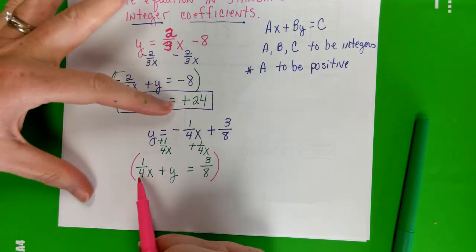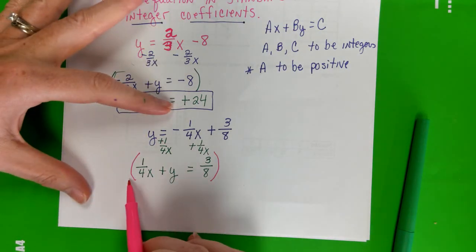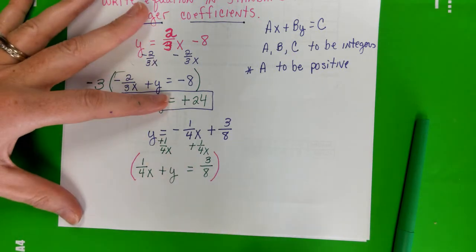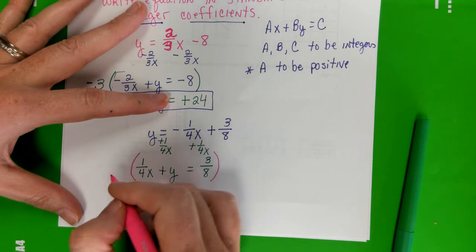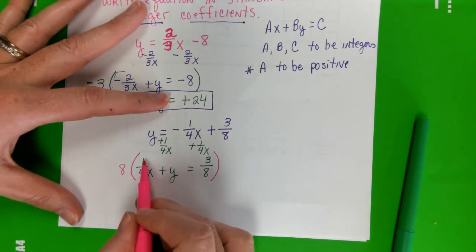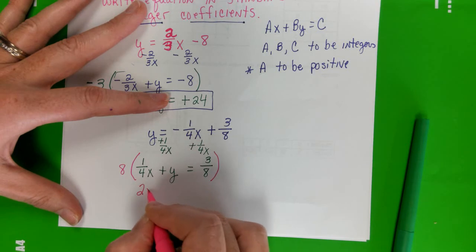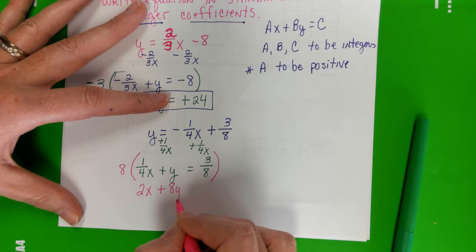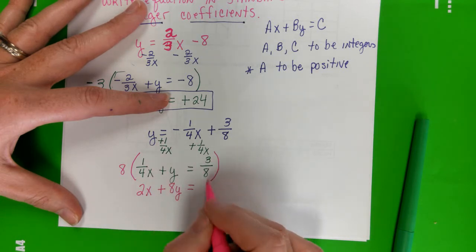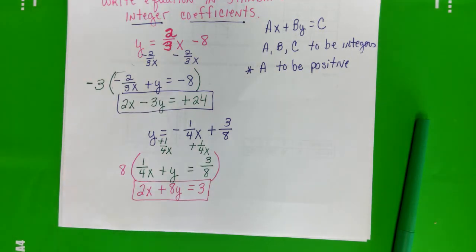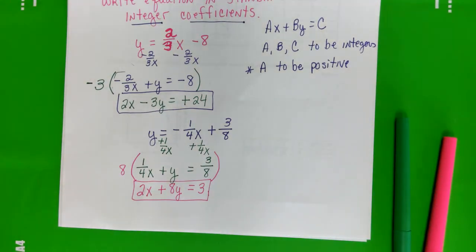And so now let's look at both of our fractions. What would be the least common multiple or denominator that we could multiply by? I hope you're thinking 8. So 8 times 1/4 is 2x. 8 times y is 8y. 8 times 3/8 is 3. So here we have it, standard form with all integer coefficients.